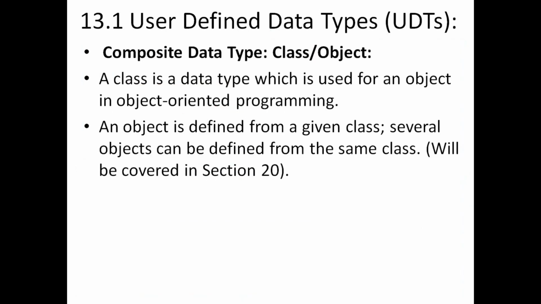Composite data type, class and object. Class is a data type that can be used for an object in object-oriented programming. For now, just learn this term. That's it. You don't need to go in much depth because this is a topic from chapter number 20. An object is defined from a given class. Like if you want to use an object, you basically have to create a class first. You can create several objects from the same class, and this will in detail be covered in chapter number 20. For now, that's it.